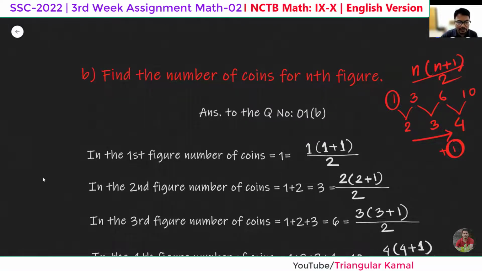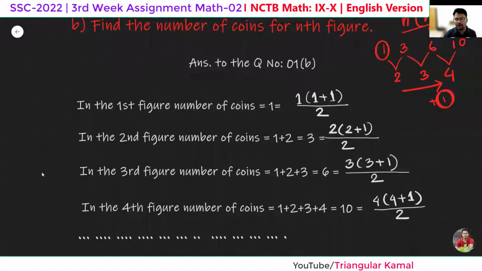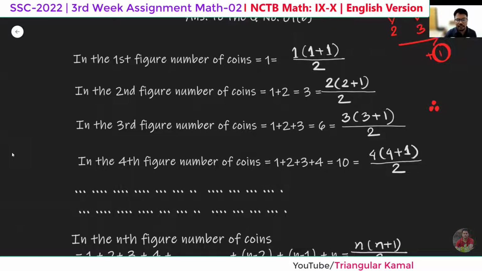Similarly, in the second figure there are a total of 3 coins. The second figure looks like this: 1 coin, 2 coins, and 3 coins. So in the second figure the number of coins is 3, which means 2 times 2 plus 1, divided by 2. That is 3 multiplied by 2, which is 6, and 6 divided by 2 is 3. Similarly, in the third figure the number of coins is 1 plus 2 plus 3, which is 6. By using the same formula, n times n plus 1 divided by 2.